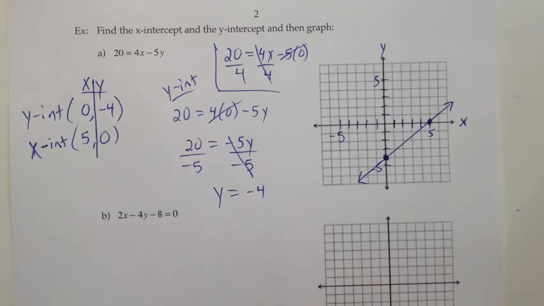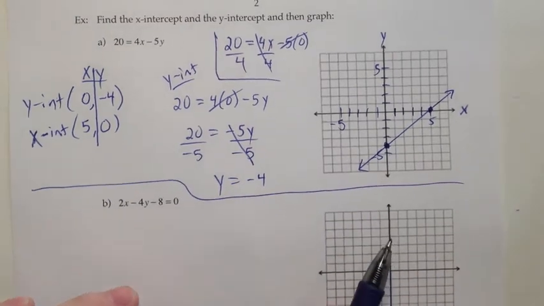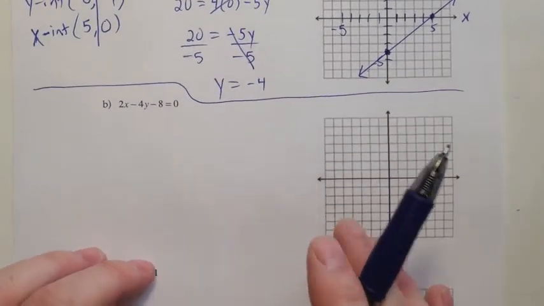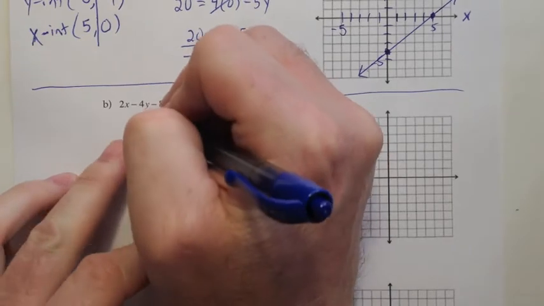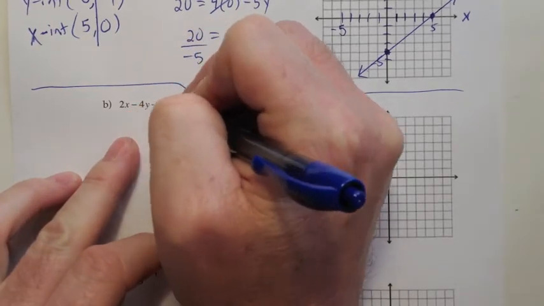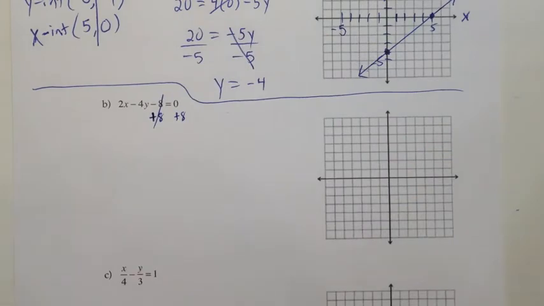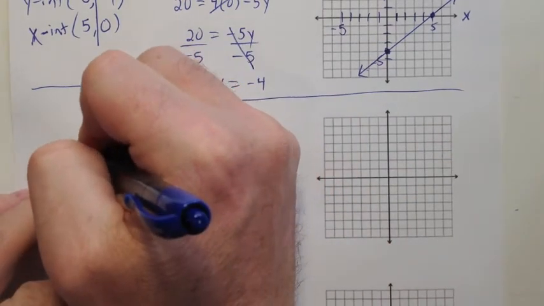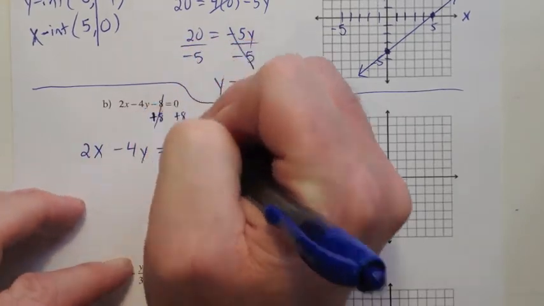Alright, let me just show you a couple more examples of the same idea. Separate that one off. So moving on to part B, 2x minus 4y minus 8 equals 0. This technique of using intercepts works a little better if you have x and y on one side and the constant term on the other. So I'm going to add 8 to both sides to move that constant over. That gives 2x minus 4y equals 8.